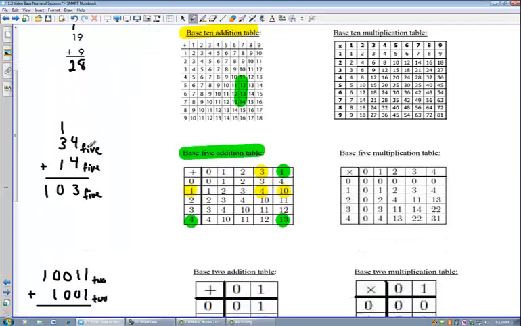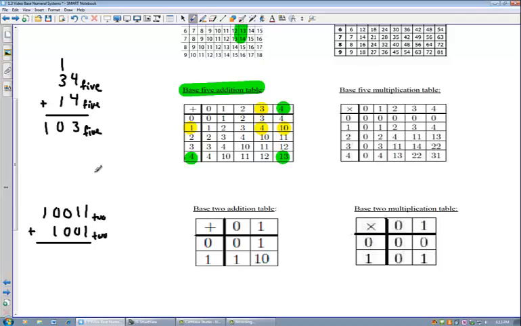Let's do it in base 2. So I've already written 19 and 9 in base 2. So in base 2, this should be 19. And in base 2, this should be 9. And I'm going to add 1 plus 1. And this is real simple. 1 plus 1 is 10. So I copy down a 0. And I carry the 1. And again, 1 plus 1 is 10. Plus 0 is still 10.